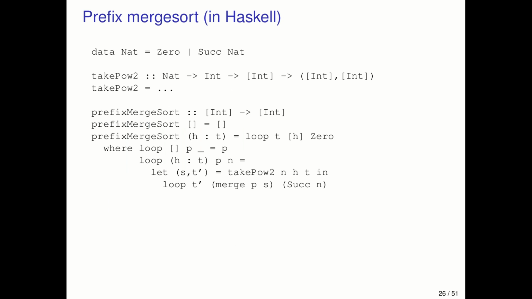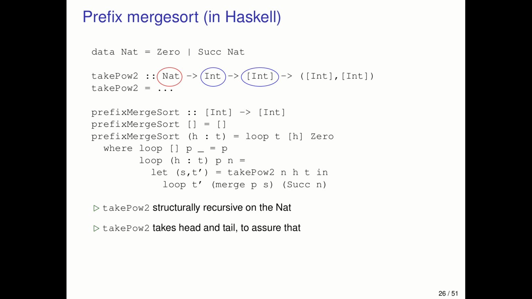So we have some function take power 2. Actually, I'll walk through this in a second for more detail here. Yeah, so we have a function that's structurally recursive on the nat to pull in the next 2 to the however many, 2 to the k elements and sort them. And we take the head and the tail here of the list. So, you know, we've got this big list, we still need to gobble up some elements and sort them. We take the head and the tail of that. And we do that to make sure that right here, when you make this call, you get back the new chunk of sorted list that you have, and then the rest of the list you still need to gobble up, okay?